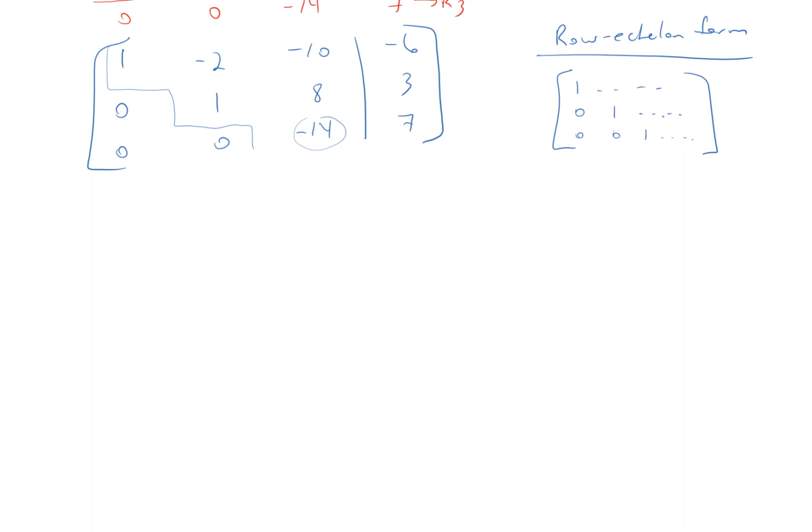Okay, so I'm going to go ahead and do it here just because it's common practice. But like I said, you could go ahead and say negative 14z equals 7 and solve for z. And then you could back up and do substitution into the second equation to get y, and back up to the first equation to get x.